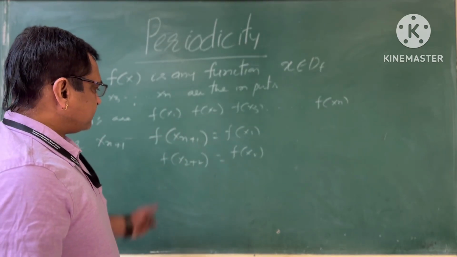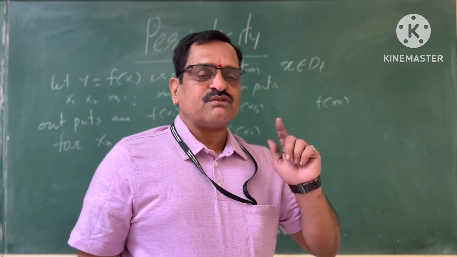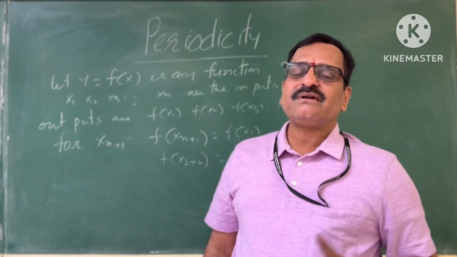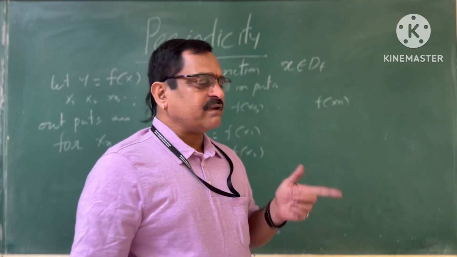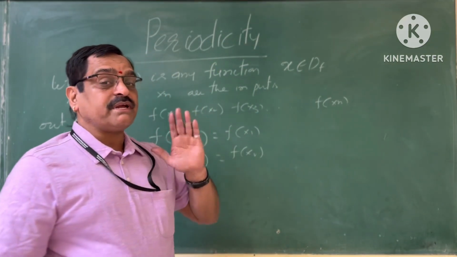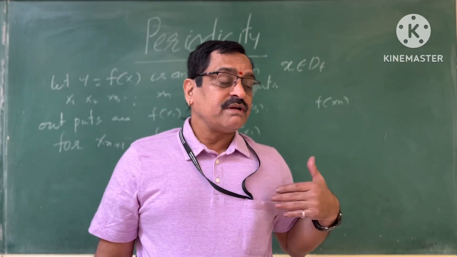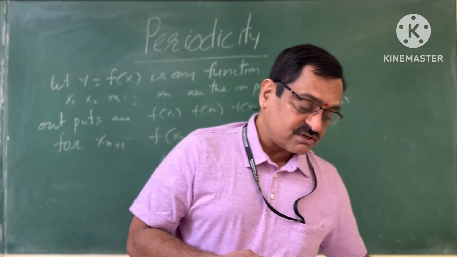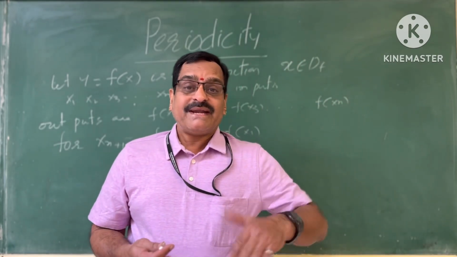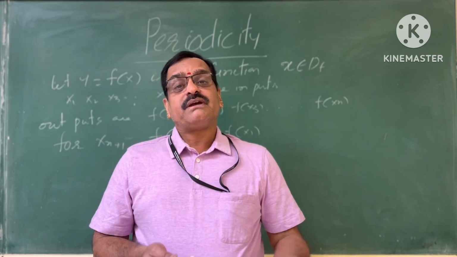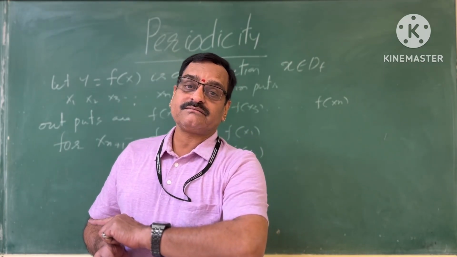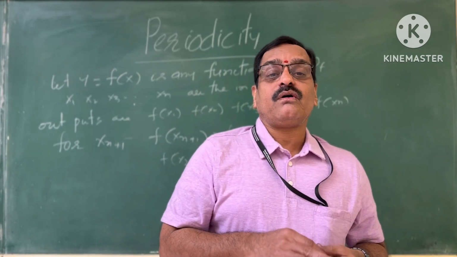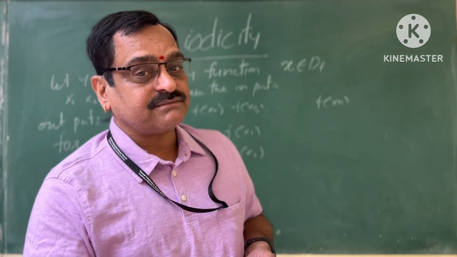That means the function is going back to its original position. So this type of repetition in the working rule of a function is called periodicity. In periodicity, after giving n inputs, if I give the next input, it goes back to the original position. This phenomenon is called periodicity of a function.